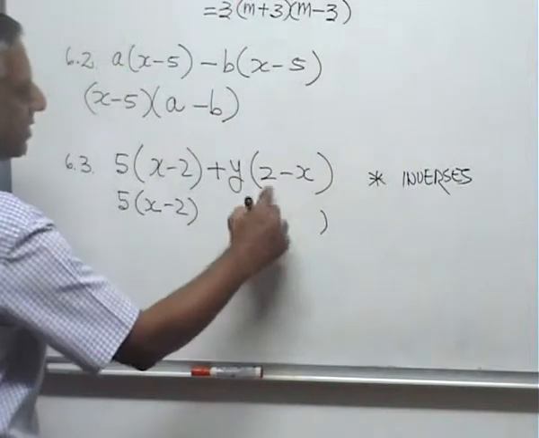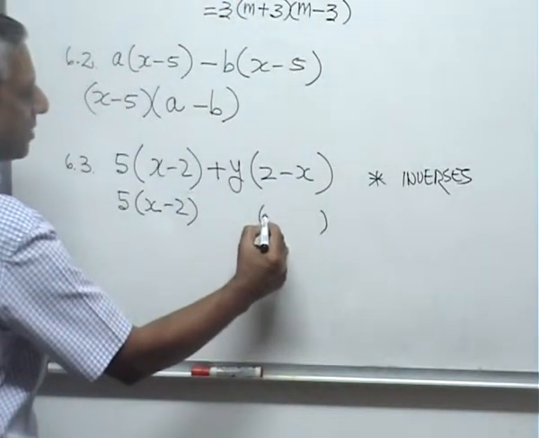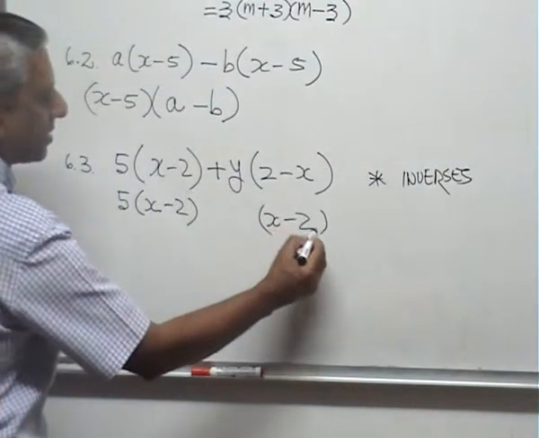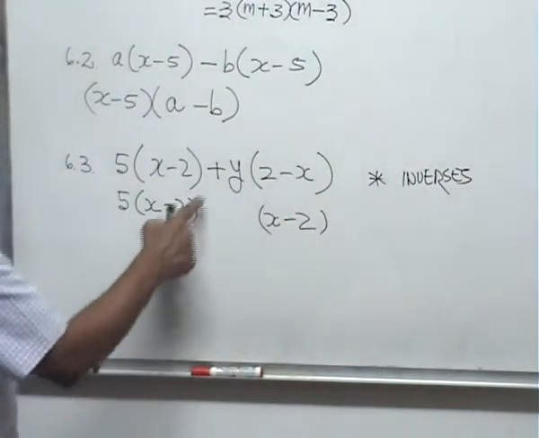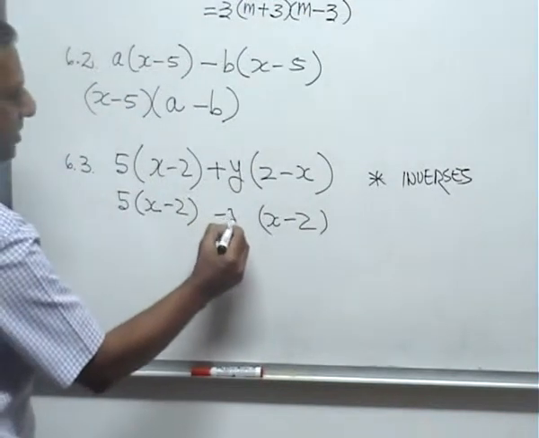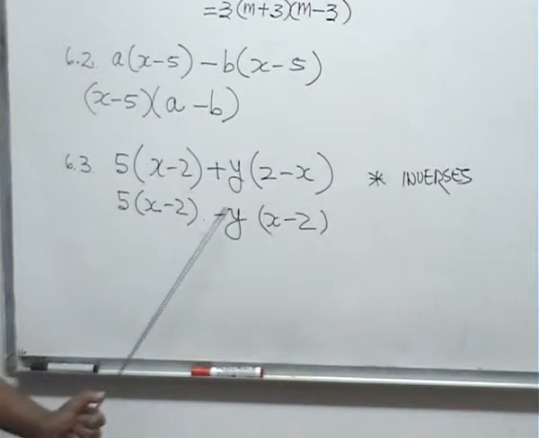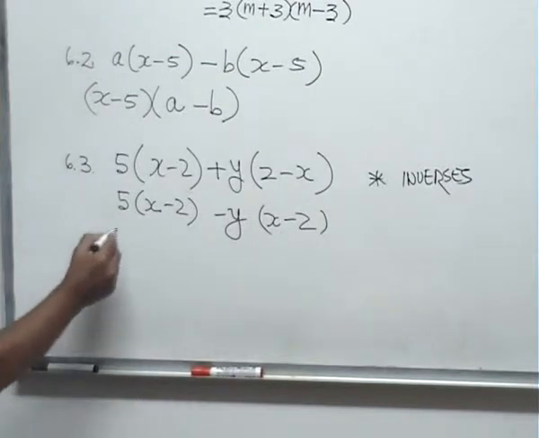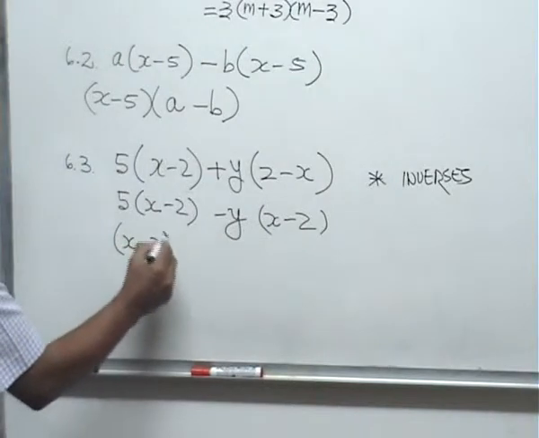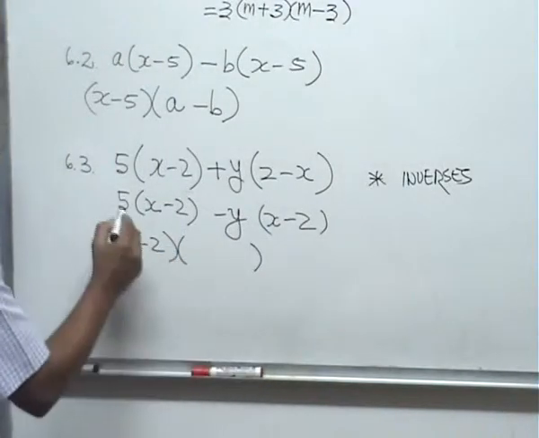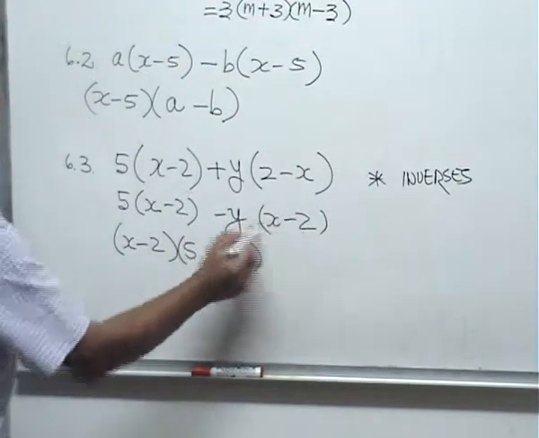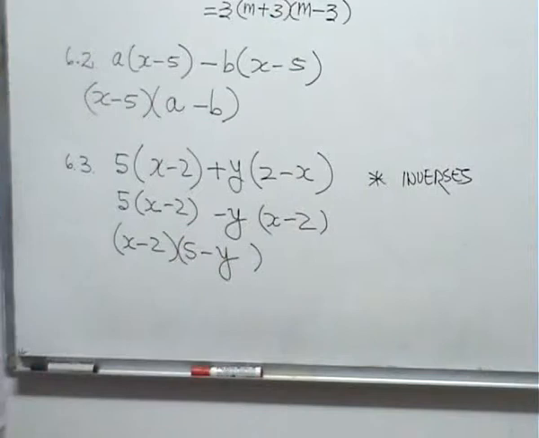Now start with the bracket. Change the order in the bracket. 2 minus x will become x minus 2. Just change the order there. And the plus y now becomes the opposite, which is minus y. Now after making these two changes, we look again. We've got x minus 2, we've got x minus 2. Therefore the common factor is x minus 2. And after division, you're left with 5. After division, you're left with minus y. So those are your answers for 6.1, 6.2, 6.3.